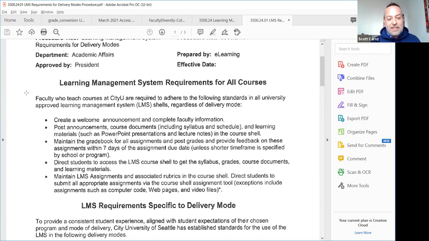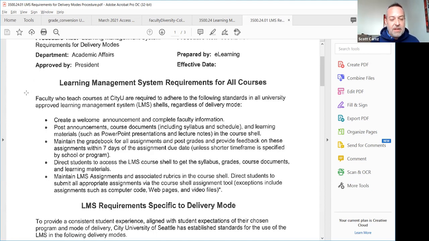And so these guidelines, I think, are really aimed at helping to provide that consistency for students so that regardless of the course, regardless of the faculty, they know where to find their syllabus, they know where to find their grade, they know where to find this key component of how to be a student here at CityU. So that welcome announcement, including faculty information, that should include from the faculty how to get in touch with them, what their preferred mode of communication is. We don't dictate that. You're available by text or email or phone or whatever, that should be spelled out there.